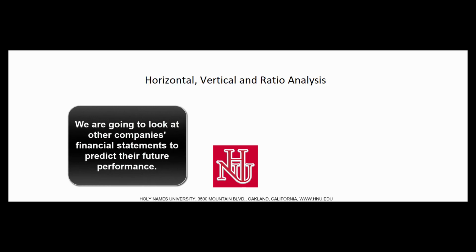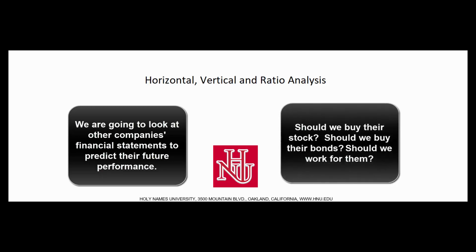Past performance of companies is important to be able to predict their future performance. And we'll want to know their future performance because we'll want to know if we should buy their stock, should we buy their bonds, should we go work for them, are we going to be able to compete with them in the future? And there's 3 different kinds of analysis that our book talks about: horizontal, vertical, and ratio analysis.